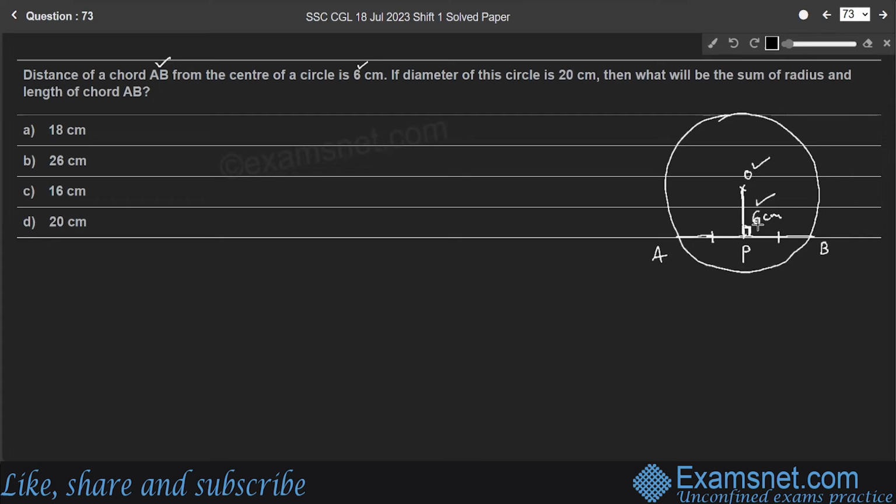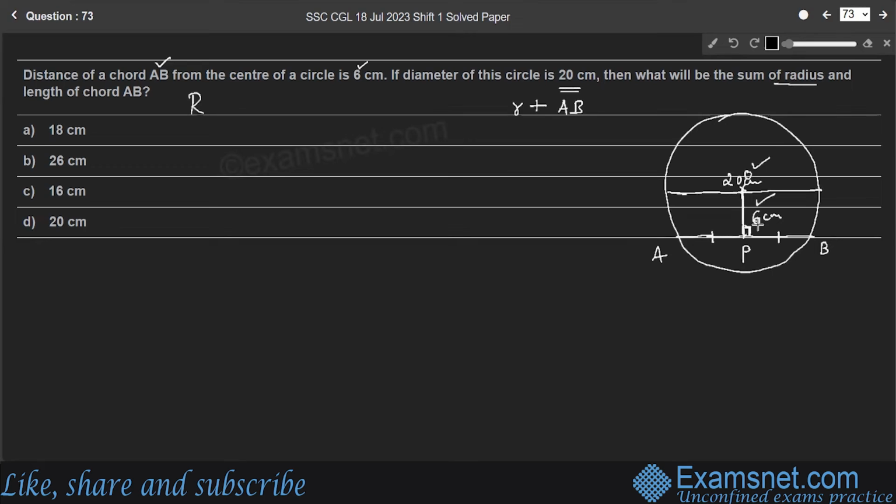And the diameter of the circle is given here as 20 centimeter. Anywhere you can consider the diameter, so diameter is 20 centimeter. So what will be the sum of radius and length of the chord? We need to find radius R plus length of the chord AB. So radius we can easily find, it is half of the diameter.